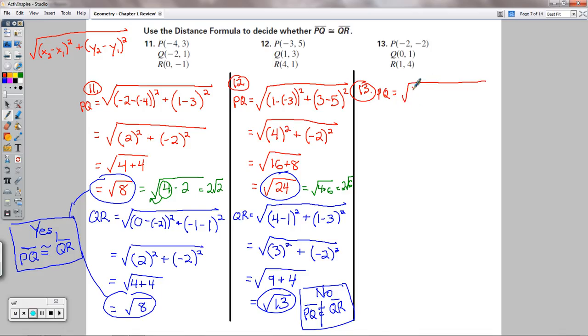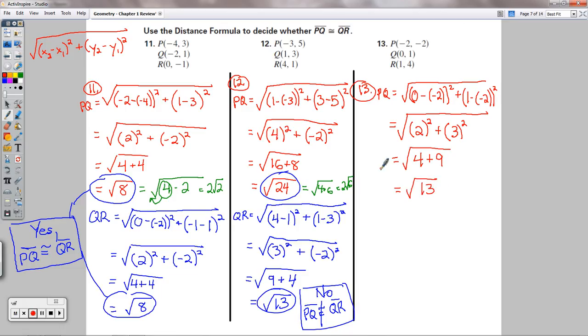PQ is the square root of the difference of the x values squared, 0 minus -2 squared, and the difference of the y values squared, 1 minus -2 squared. Let's see what that gives us. This would be 0 plus 2, which is 2, so you'd have 2 squared for the x values. For the y values, 1 plus 2 is 3. So you've got the 4 and the 9 again, so you get the square root of 13. There's no perfect square that goes evenly into 13.